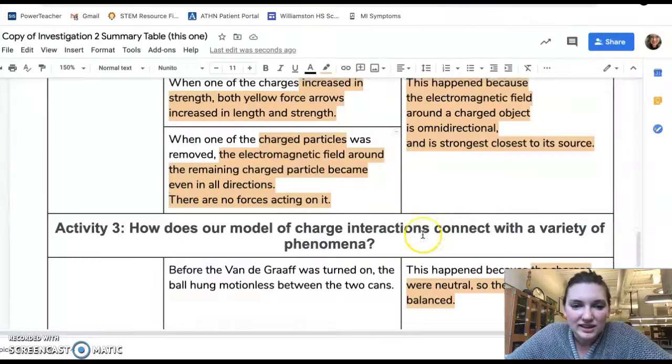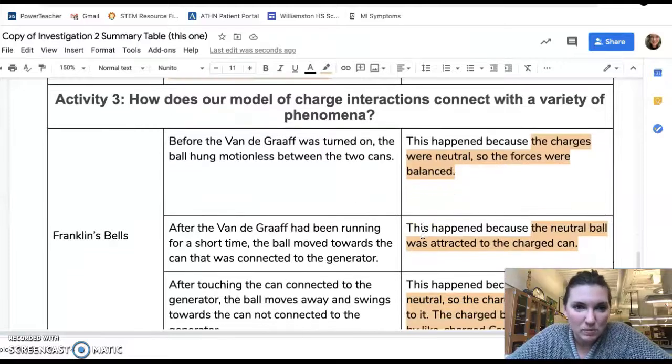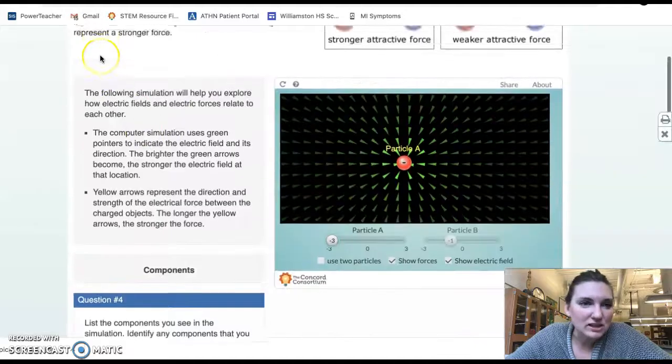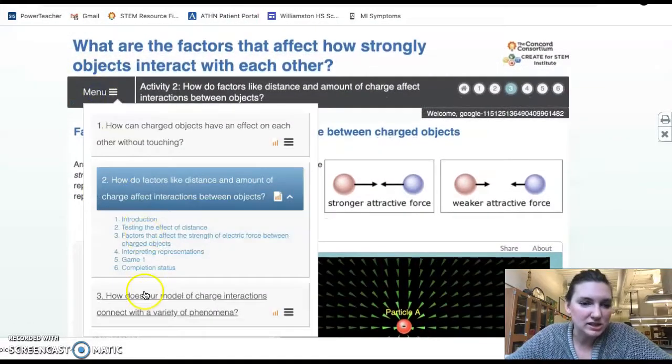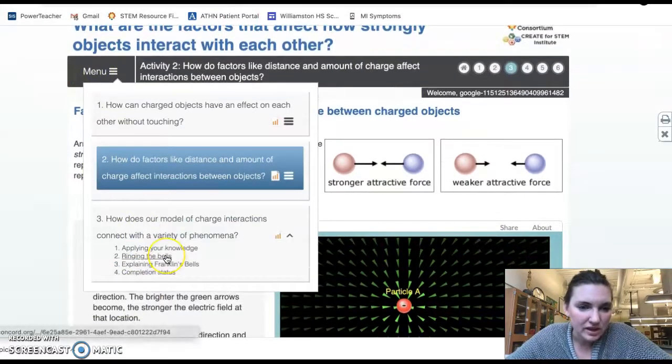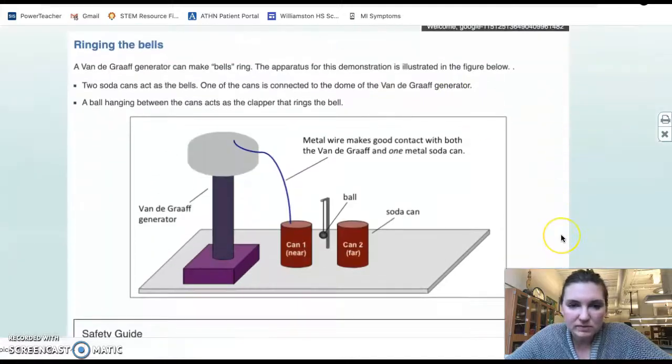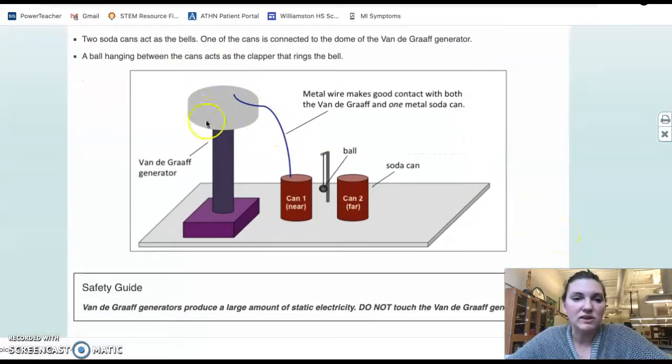All right, activity 3. How does our model of charge interactions connect with a variety of phenomena? So now we're talking about Franklin's bells and lightning. Let's get to that one so we can look at that simulation. Ringing the bells. Okay, so we have this situation: the Van de Graaff generator connected to a can by a wire.